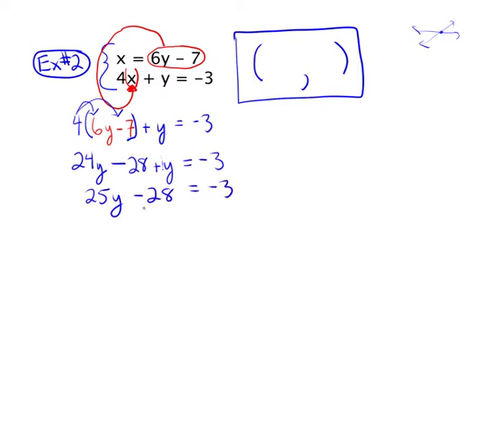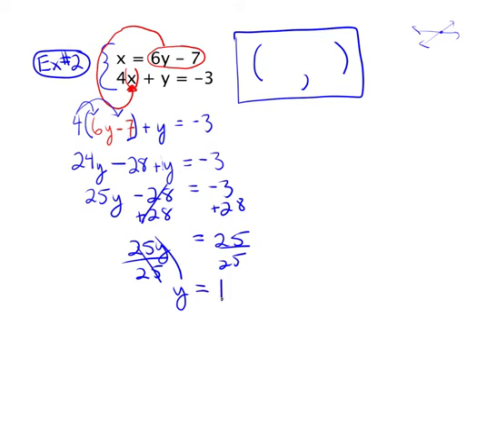So now it's just a two-step problem. So I'll add 28 to both sides. I'm seeing a nice number here because that's 25 equals on the right-hand side, and I've got a 25y on the left-hand side, so those numbers work out nicely together. There's my y equals 1.